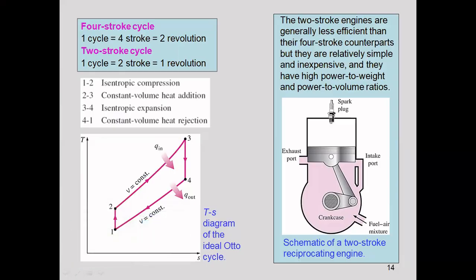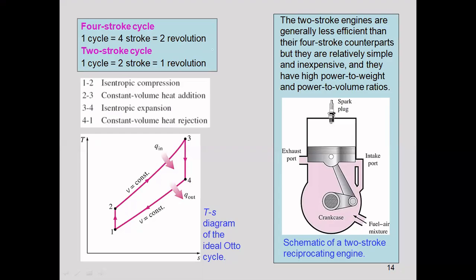Some basic theories. So, four-stroke cycle and two-stroke cycle. Four-stroke means basically there are four strokes. One stroke means piston movement from either the top dead center to bottom dead center, or from bottom dead center to top dead center. That is the stroke.